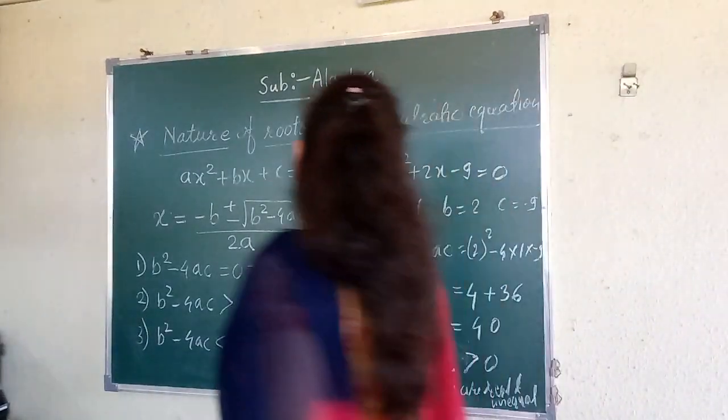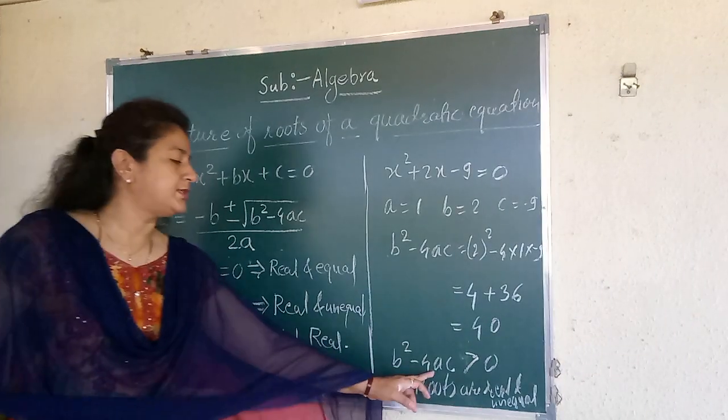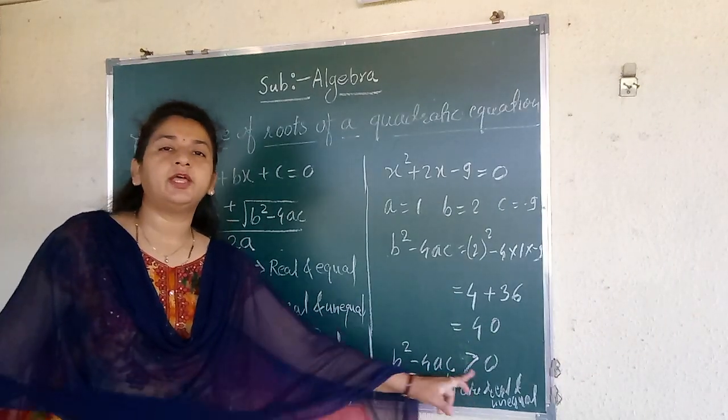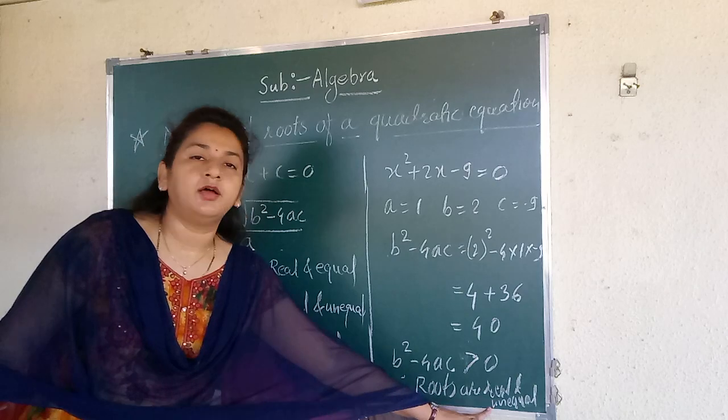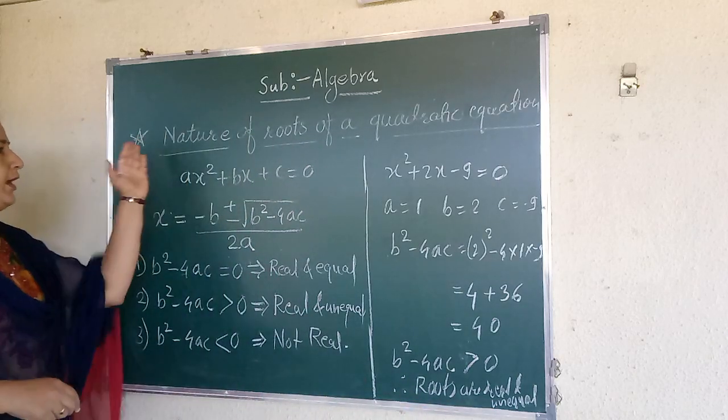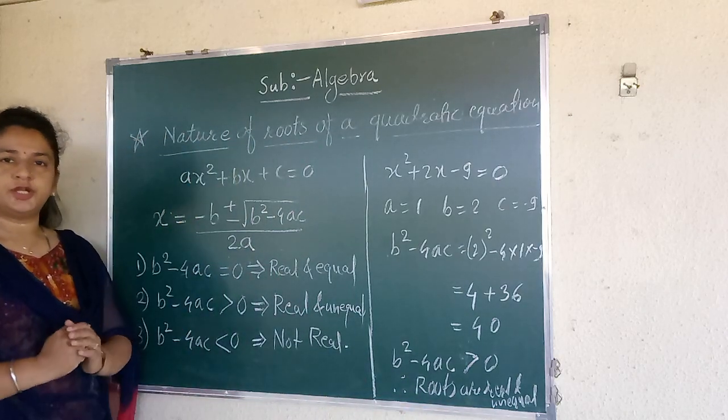So here b square minus 4ac is greater than 0, therefore the roots are real and unequal. Now, how to find the nature of the roots of a quadratic equation, understood?